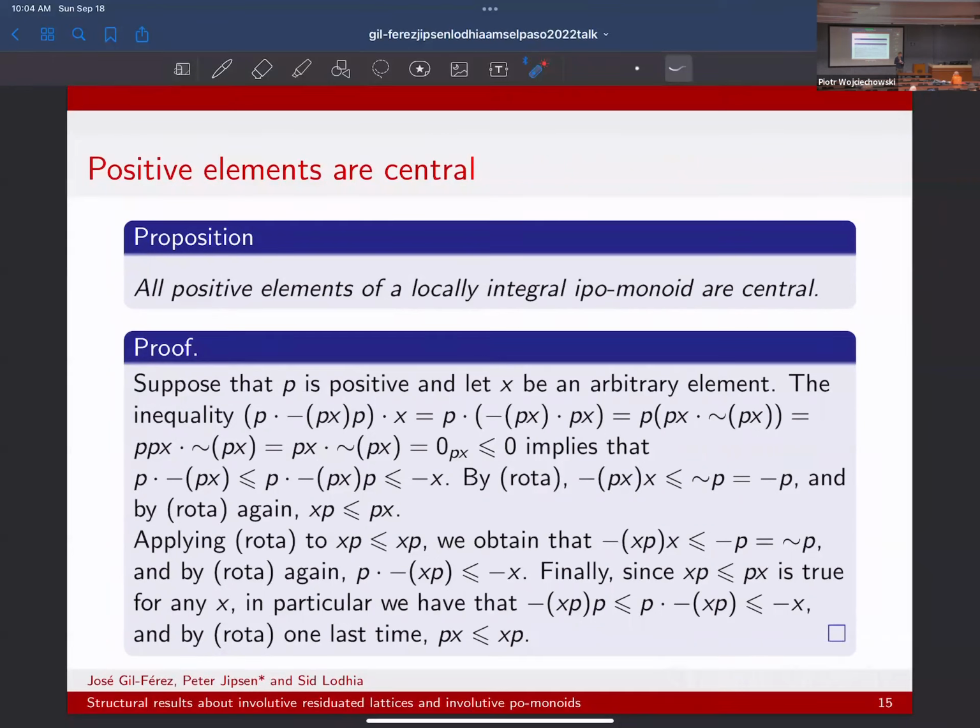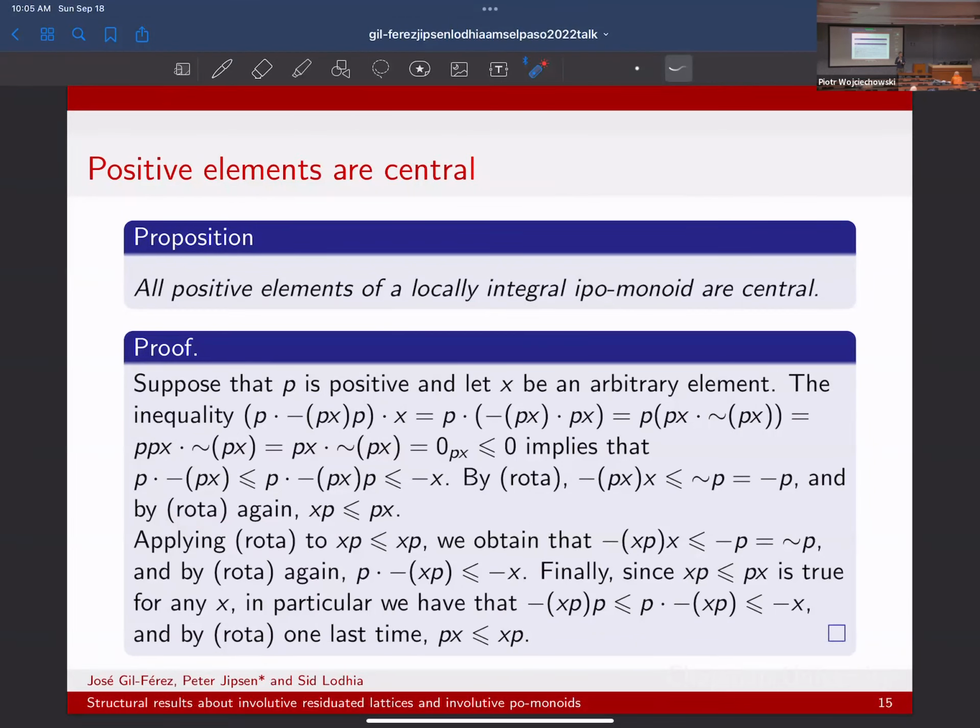And what does it say? All positive elements of a locally integral IPO monoid are central. Central here means that if P is a positive element, Px is equal to xp for all elements of the algebra. And so you have to check that this is true and that this follows from local integrality, which of course doesn't have to be true in general, but it is true in the subvariety. And it uses the rotation axiom in many places, as you can see.